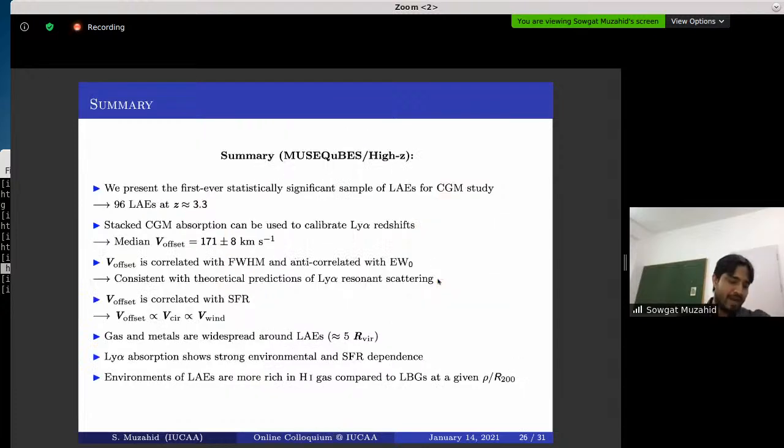So I think now I'm in a position to summarize my high redshift MUSEQuBE survey. We present the first ever statistically significant sample of Lyman alpha emitters for CGM studies. We have 96 LAEs at redshift 3.3. And we showed that the stacked CGM absorption can be used to calibrate the Lyman alpha redshift. We observed a velocity offset of about 170 kilometers per second. And the velocity offset is correlated with full width at half maximum and anti-correlated with the equivalent width of Lyman alpha emission.